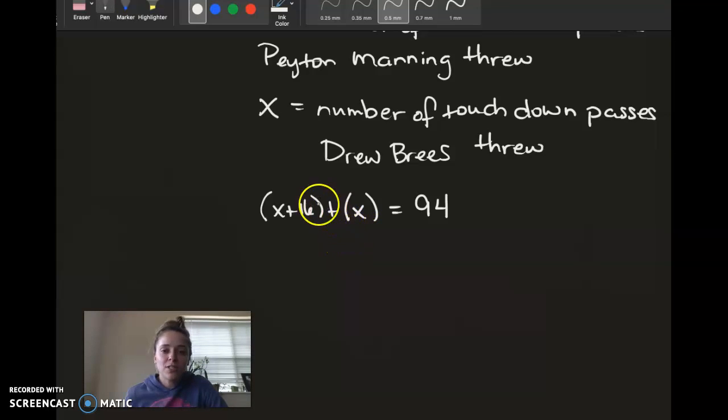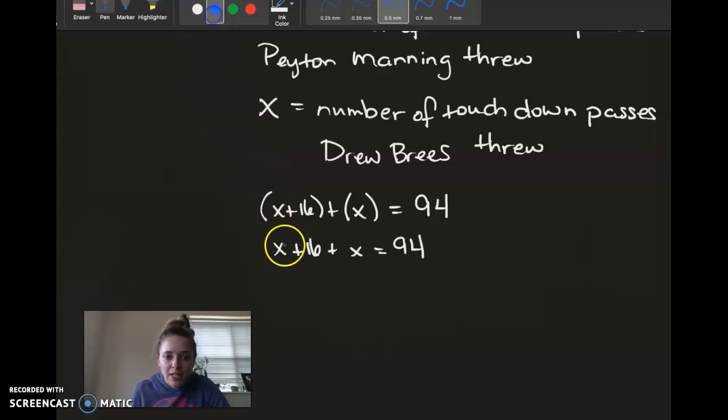And to do that, we're going to combine like terms. So in the parentheses, I can't combine what's there. There's no multiplication here. There's no exponents, no division, no anything like that. So since I can't simplify what's here and I'm not multiplying by anything, I can actually just drop the parentheses. Same thing here. I can't simplify what's in the parentheses. I'm not multiplying by anything, so I just drop the parentheses. And now I'm combining my like terms. So I've got x plus x here, which means I end up with 2x plus 16 equals 94.